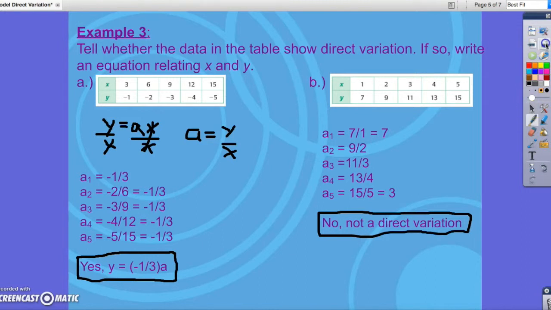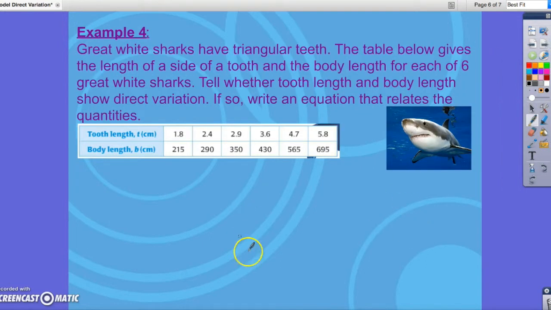So for the last example here, I wanted to add one word problem and another practical application to direct variation. So it says great white sharks have triangular teeth. The table below gives the length of a side of a tooth and the body length for each of 6 great white sharks. So whether tooth length and body length show direct variation, if so, write an equation that relates the quantities.